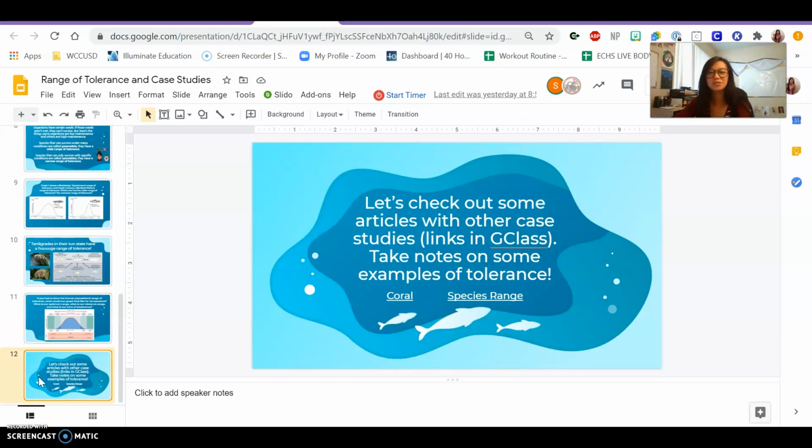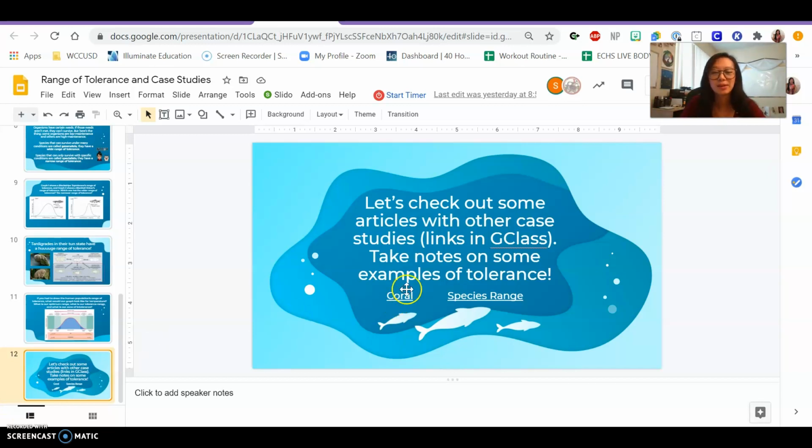And then lastly, I had you take a look at two articles about coral reefs and about species range. I had you take some notes just super quickly on some of the case studies that you found. When I say case study, I just mean an example that shows what we're talking about. A lot of you read about coral bleaching, temperatures rising, and climate change. A lot of you read things about mosquito ranges changing, and how blue whales have a very large range. They called it a cosmopolitan range.